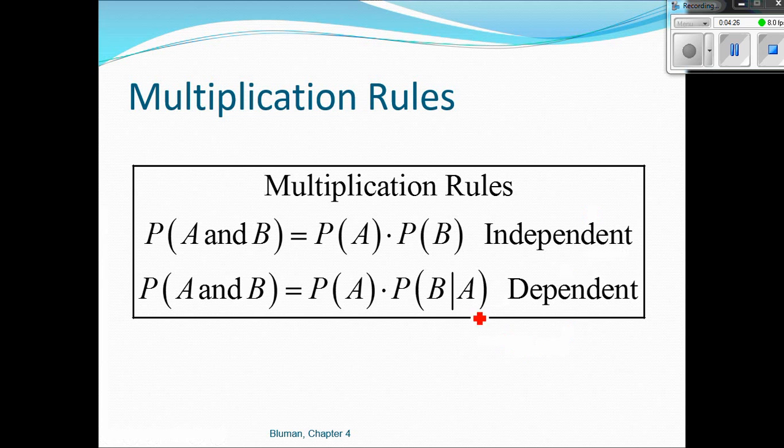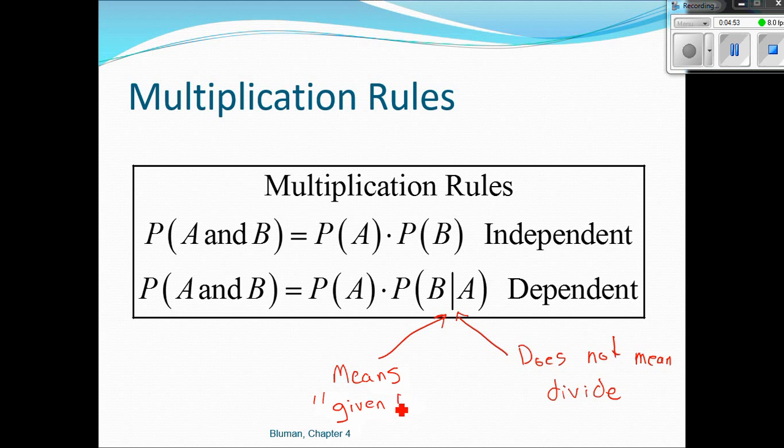One thing I want you to make sure of, that right there does not mean divide. What it does mean is given that.